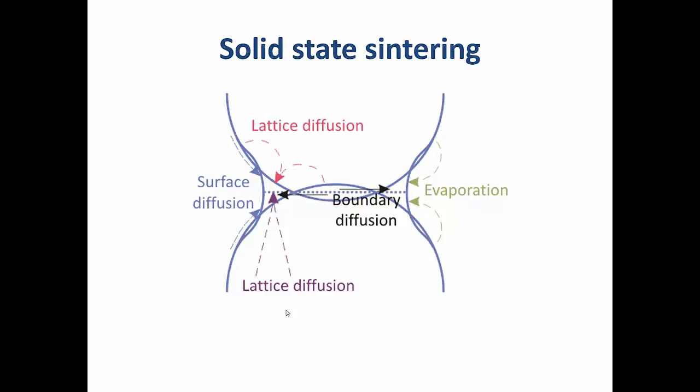I show here possible mechanisms. So lattice diffusion, clearly going through the lattice. This is lattice diffusion inside the particle. Here is lattice diffusion towards the developing boundary. Surface diffusion along the surfaces, and evaporation followed by condensation here. And note, of course, you've got various curvatures which will relate to the vapor pressures and also the number of vacancies, as already discussed.